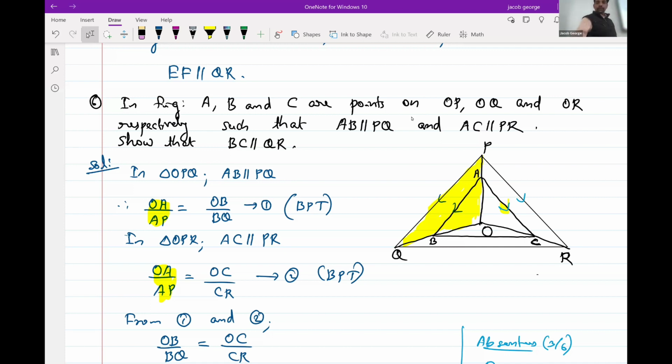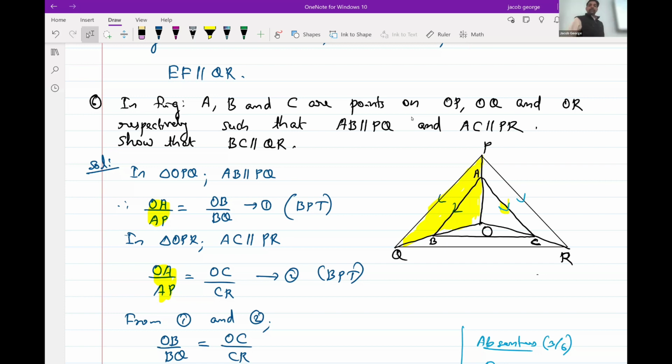Second parallel side is AC is parallel to PR. Parth, are you following? Yes, sir. Oh, camera is not on. Please turn on the camera. Video, Parth. Okay, sir. But you are there, right? You are attentive, right? Yeah, I'm attending. Okay. Please turn on the video.